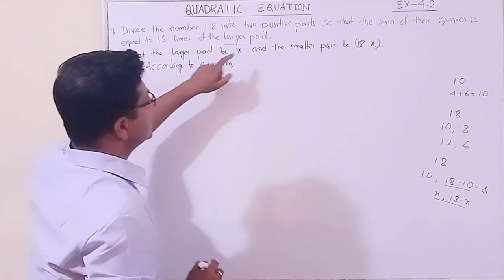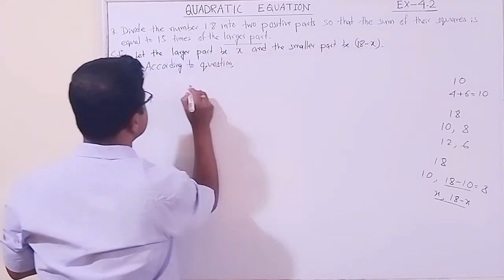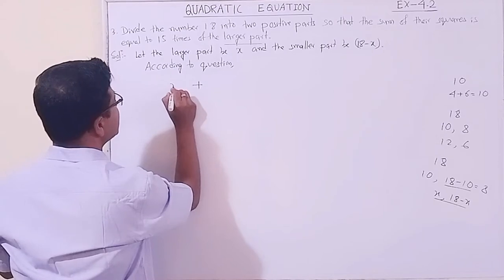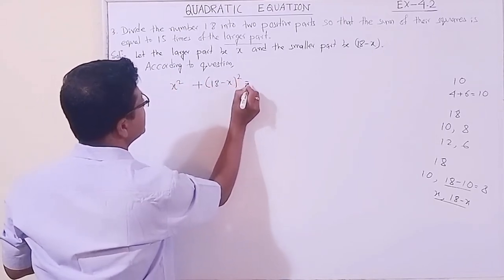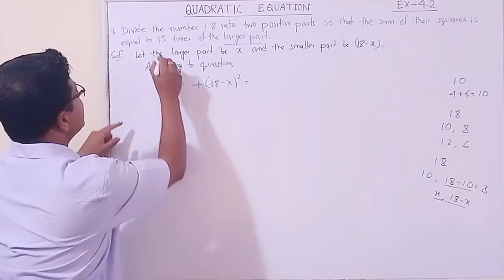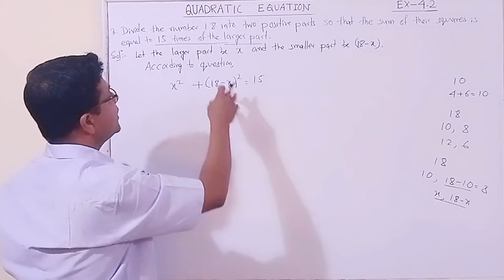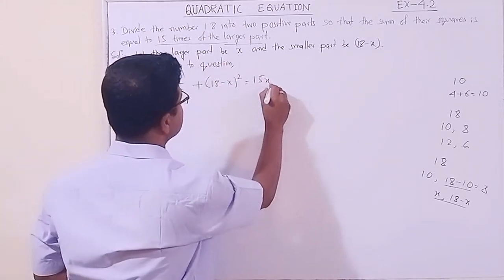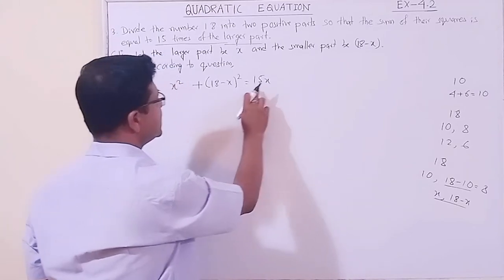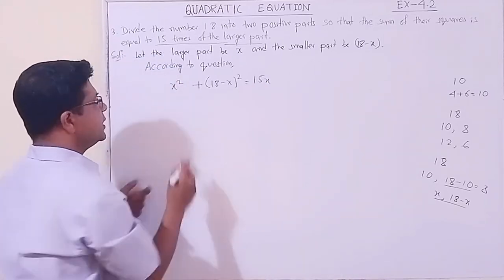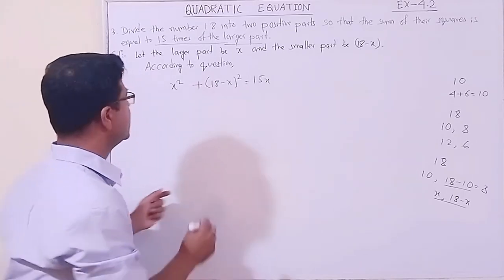Now according to the question, sum of their squares. These are the 2 parts. Sum of their squares, x square and 18 minus x whole square. It said this equals 15 times the larger part. Which is the larger part? x. So the sum of the squares of these two numbers equals 15 times the larger number, that means 15x. Now this is the main part. If you can frame this equation, the solution is very simple. Let us see.